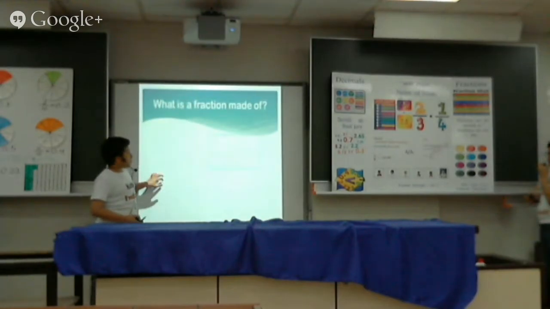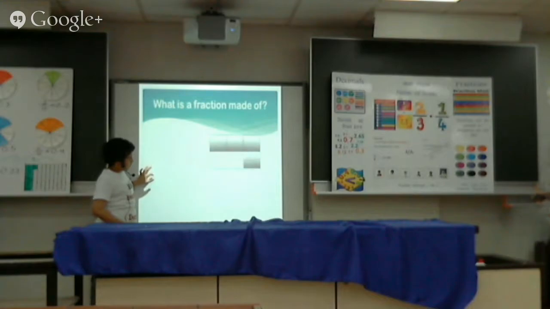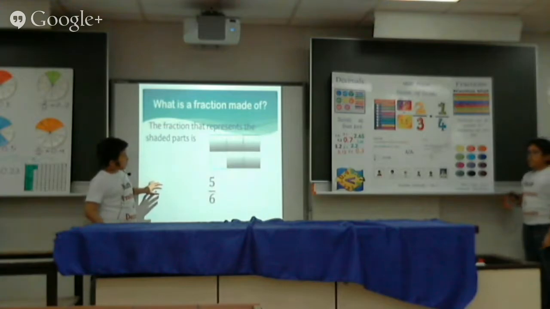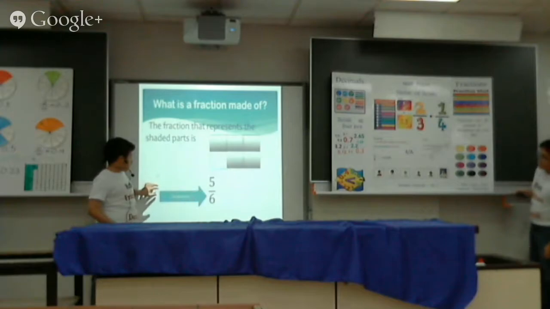What is a fraction made of? The fraction that represents the shaded part is 5/6 because there are 6 parts in total and 5 are shaded. The number that is down is the denominator and the number that is up is the numerator.